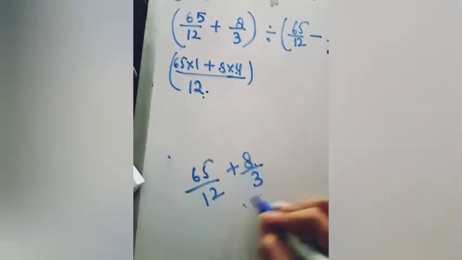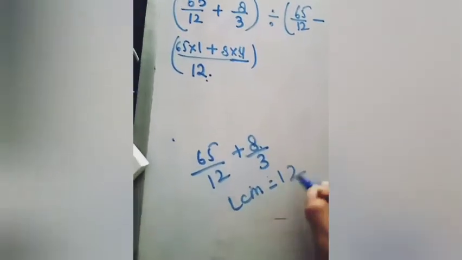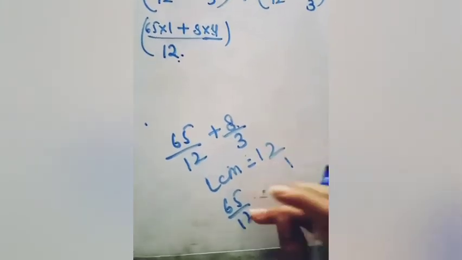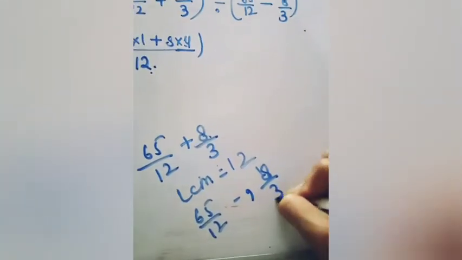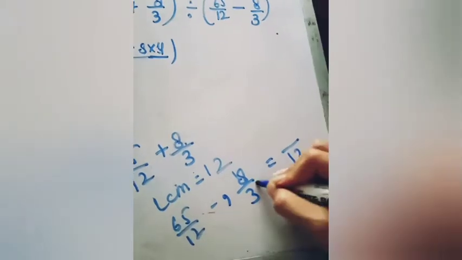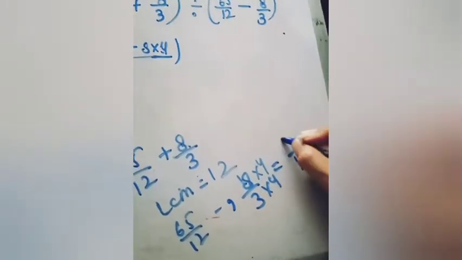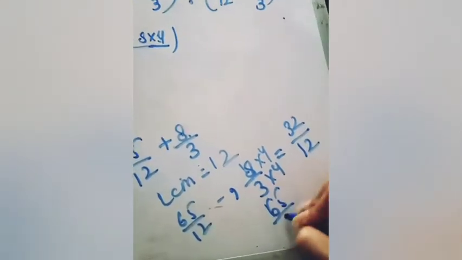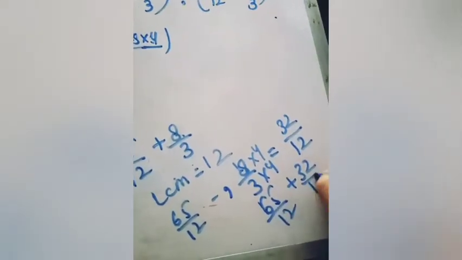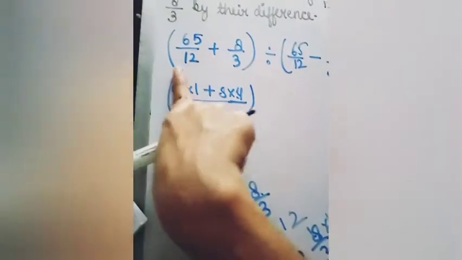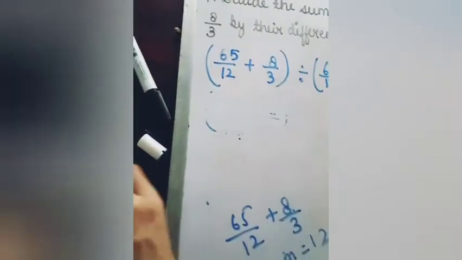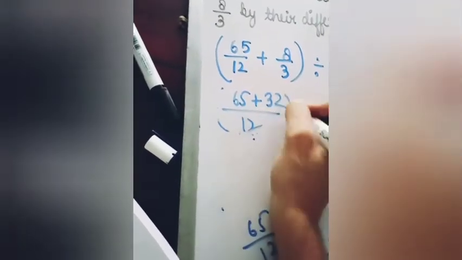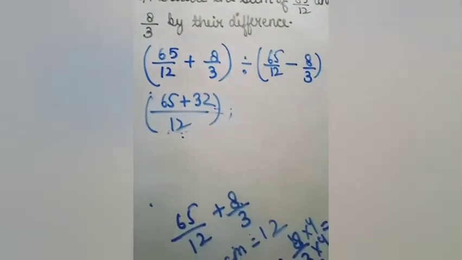First we take the LCM of both, the LCM will be 12, and we will make the denominator of each number equal to the LCM. This one is already the same. For 8 upon 3, to make it equal to 12 we multiply by 4, the numerator too, so it will be 32. So we have 65 upon 12 plus 32 upon 12. We can write it directly here: 65 plus 32 upon 12. Similarly, we can do here.